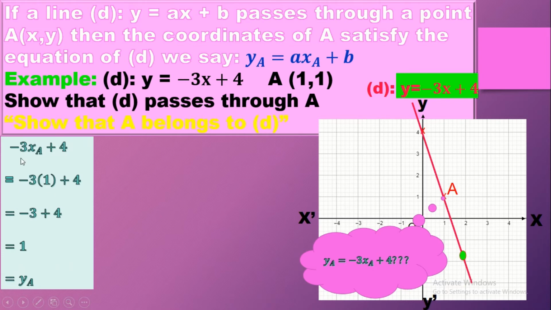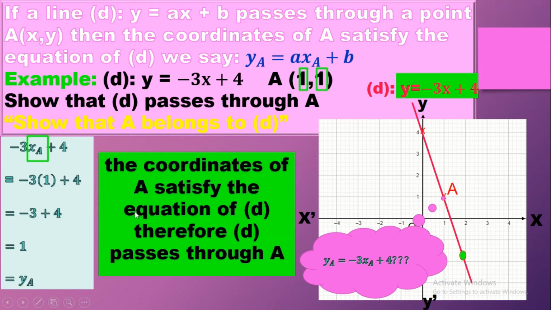I have just solved minus 3x plus 4 to get it equal to ya. Minus 3 xa plus 4. What's the value of xa? Isn't it 1? We just replace it. Plus 4, we copy it. Minus 3 times 1 is minus 3, plus 4, so it's 1. Isn't it equal to ya? Look at it here, ya is 1. So we can say that the coordinates of A satisfy the equation of D. Therefore, D passes through the point A.